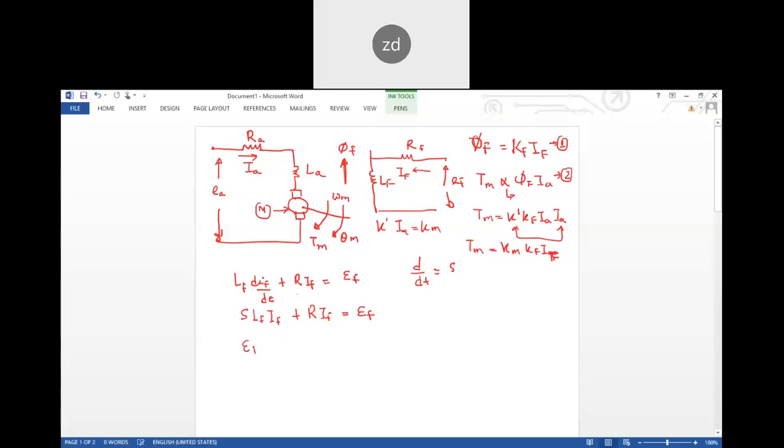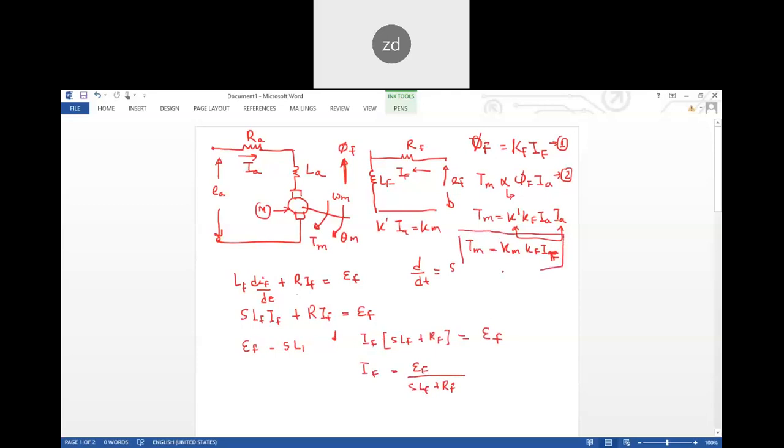So I can write E_F minus S... here I can take the value of I_F common. So I can write I_F times (S L_F plus R_F) equals E_F. So once I write this equation in terms of I_F, I can write I_F as E_F divided by S L_F plus R_F. Now, one equation for the torque is this.